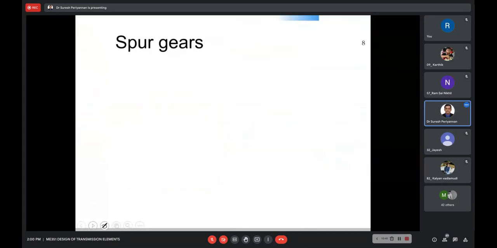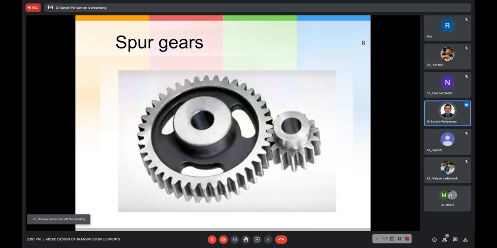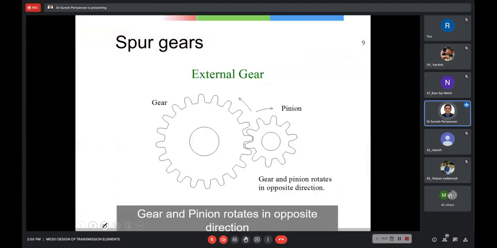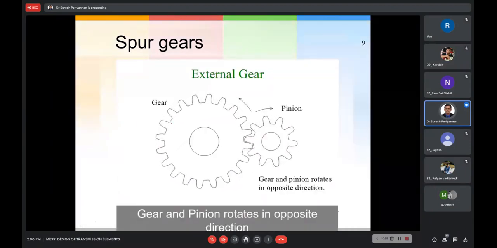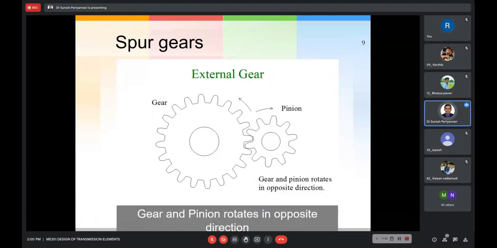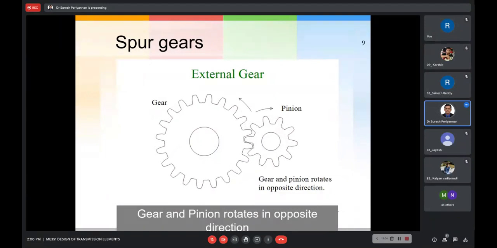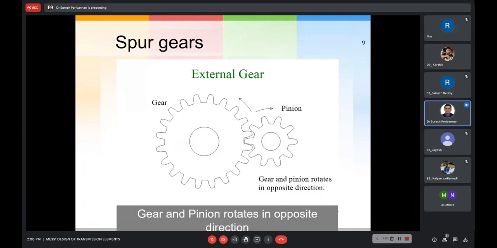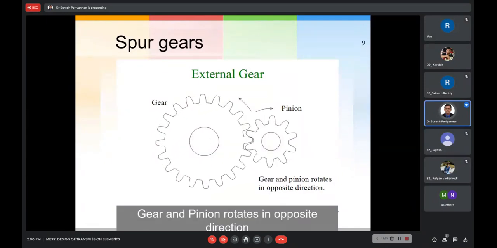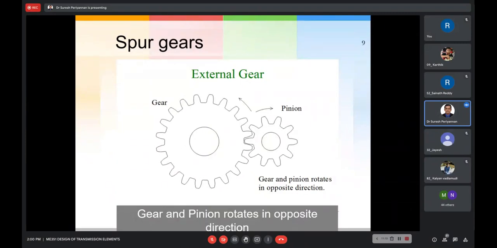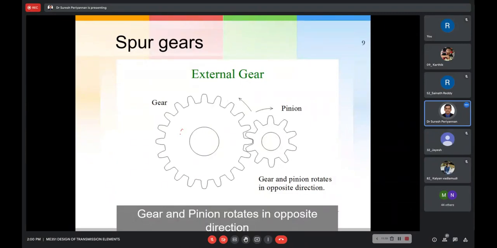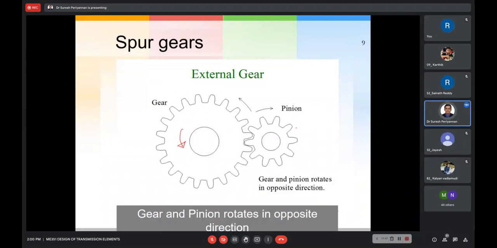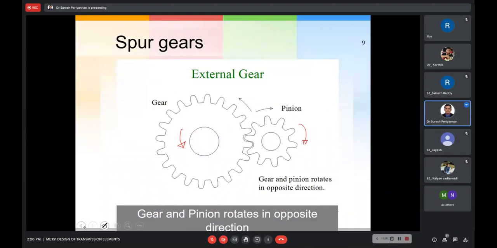Now, this is the original spur gear image. This is a gear. This is a pinion. Now, I come to this spur gear. These are the external gears. The gear and pinion rotate in opposite direction. But in pulleys, both the driven pulley and driving pulley are rotating in the same direction, right? But in gears, the rotation is different. This is clockwise. This is in anti-clockwise direction. This is in clockwise direction.